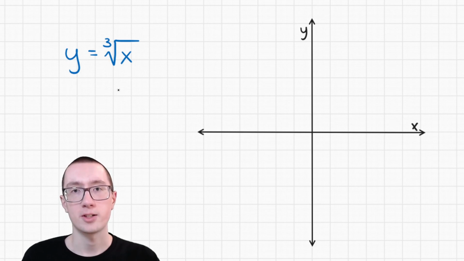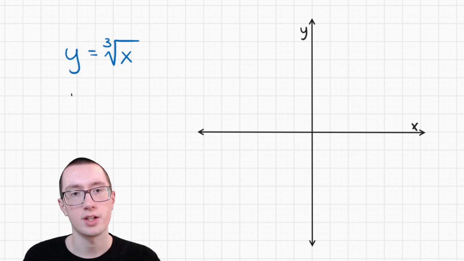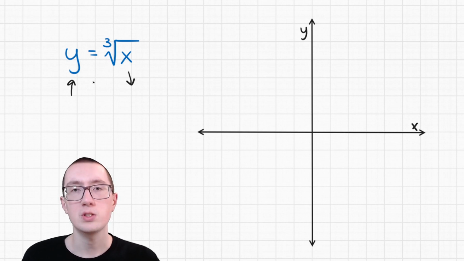But in this case, I think it'll actually be easier, and I did the same thing in the square root video, if we plug in numbers for y, and then see what we get for x, because trying to put in numbers for x into a square root can give us decimals. So first, let's just plug in 0 for y and see what we get.